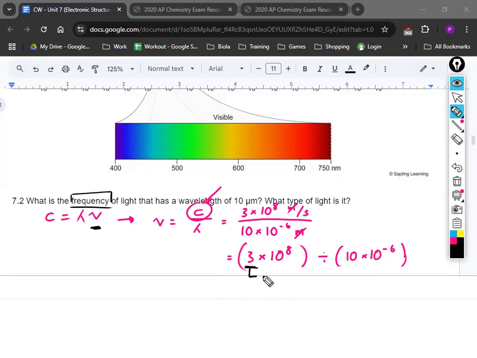First thing you want to do is take the normal numbers and just do the operation that it tells you to do. So you would first do 3 divided by 10. Okay. So for 3 divided by 10, you're going to end up with 0.3. Okay.